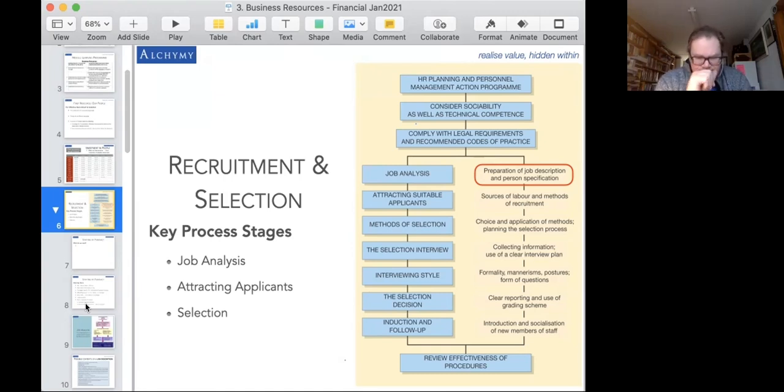So the process on the right really hints at where we're going in one of the other modules. So HR planning and personnel management action program. If you think about it, it's just thinking about what resources do we need.